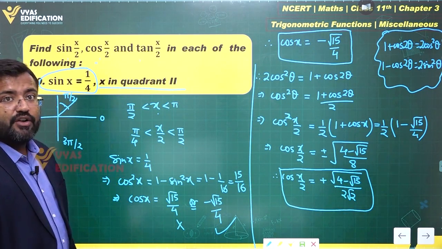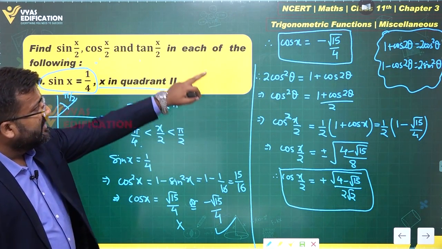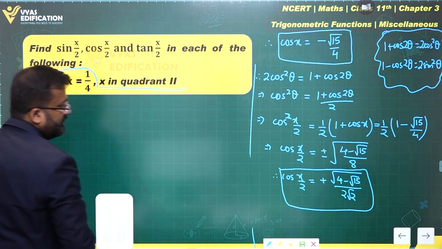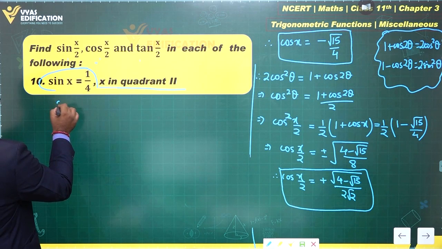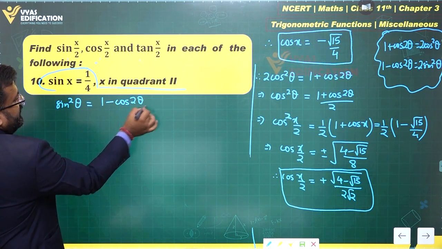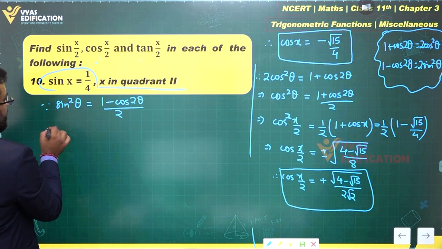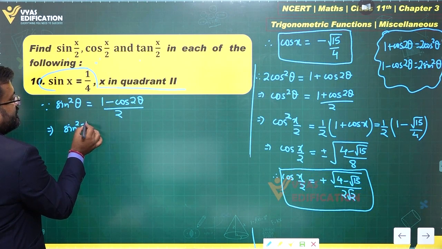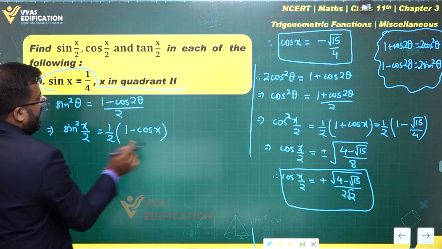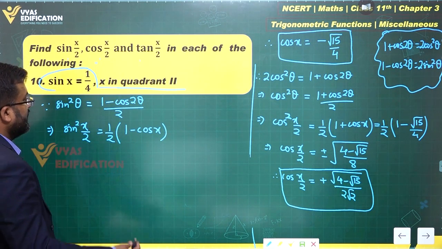What about sin x by 2? We can find sin x by 2 as well. X by 2 lies in the first quadrant, remember that. And with the help of that cos x, we can find sin x by 2. Let's do that. Sin square theta is equal to 1 minus cos 2 theta by 2, since we know this. So this implies sin square x by 2 will be equal to 1 by 2 times 1 minus cos x is what you'll have. This is what you have, right? Instead of theta, I have written x by 2.